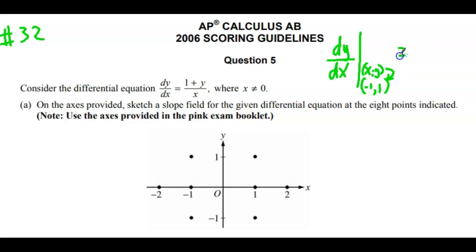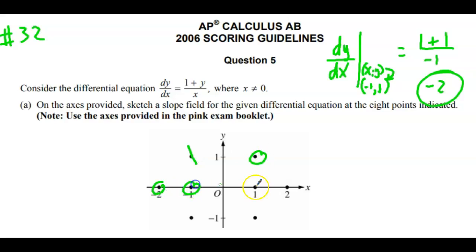Okay, so let's go ahead and do that. So y is +1 and x is -1. That's -2. So the slope at that point would be -2. Now since it's negative, that means it slopes down. A slope of 1 looks like a 45-degree angle, so a slope of 2 is going to be steeper than that. So I would say that would be what that looks like. And you're just going to repeat that process at all 8 of these points.